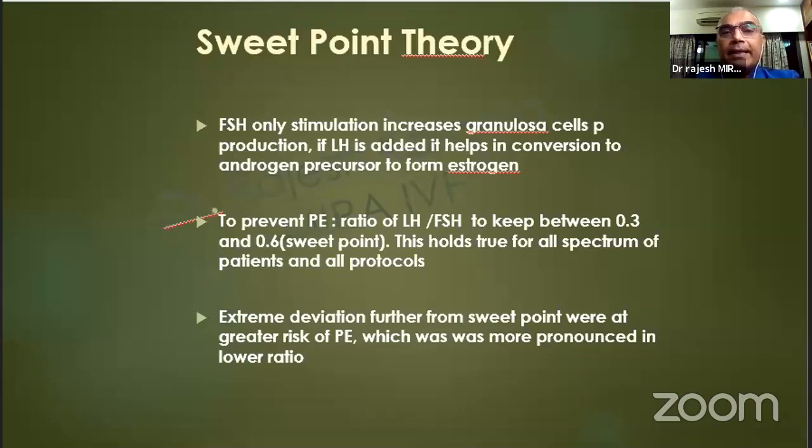So the sweet point theory strongly recommends that to prevent a progesterone elevation, the ratio of LH to FSH be kept between 0.3 and 0.6. And this 0.3 to 0.6 is called the sweet point. And this holds true for all spectrums of patients and all protocols. May it be PCOS, may it be poor responder, may it be antagonist protocol, may it be long agonist protocol. Extreme deviations from the sweet point were at greater risk of progesterone elevation, which was more pronounced in the lower ratio rather than the higher ratio. So if you add more LH activity, then probably it does not harm too much, provided you have added it right from the beginning. But if the LH activity was on the lower side, the progesterone elevation is bound to occur.